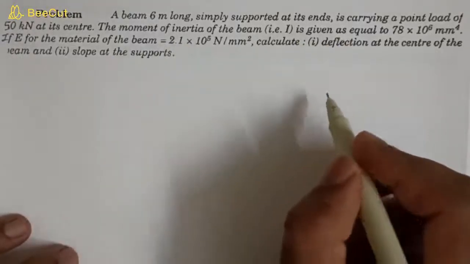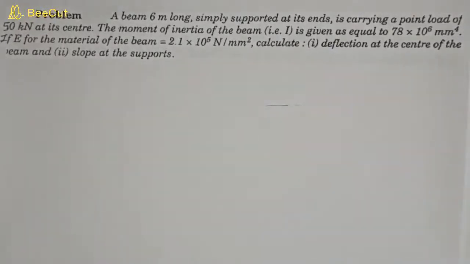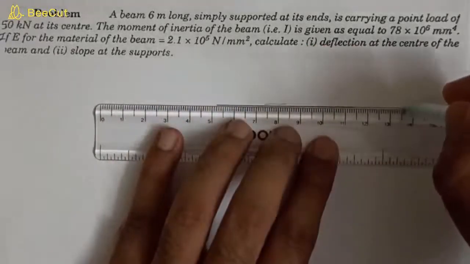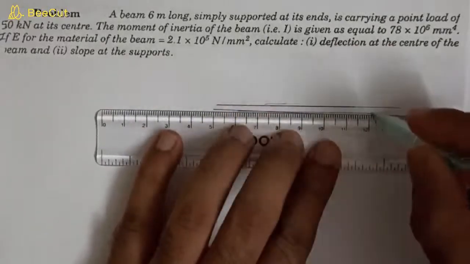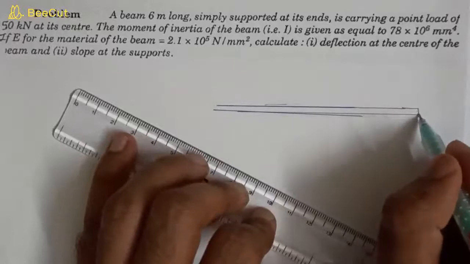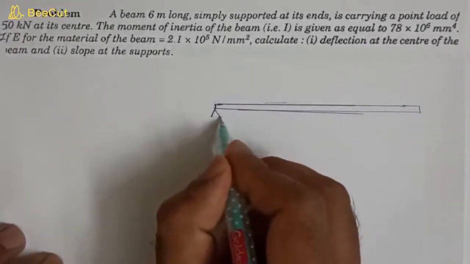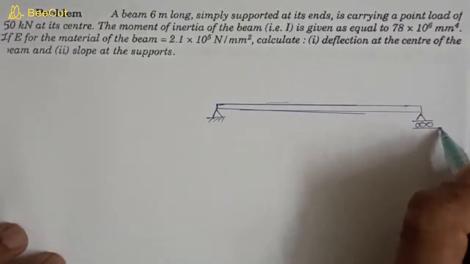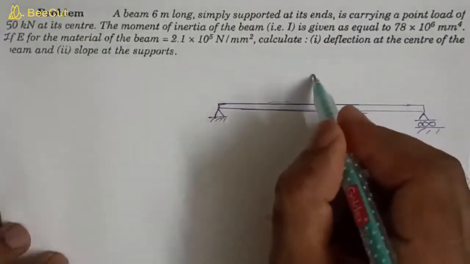So let's draw the beam too. It's a simply supported beam, so there will be a hinge support at one end and a roller support at the other end. It is carrying a point load of 50 kilonewton at its center.